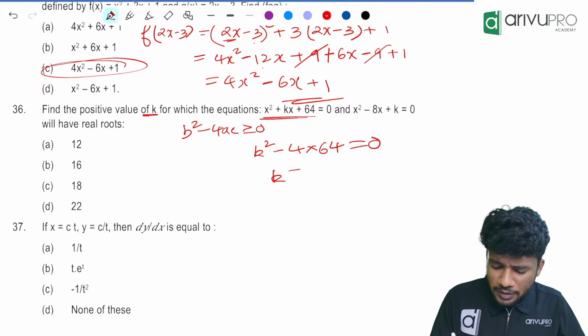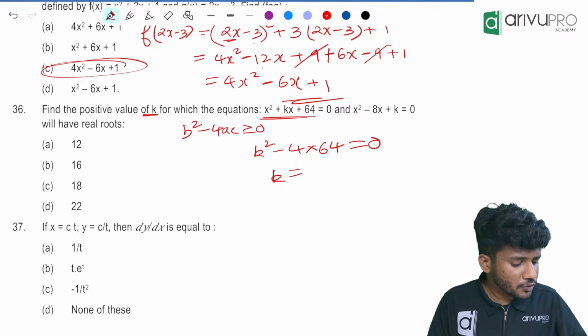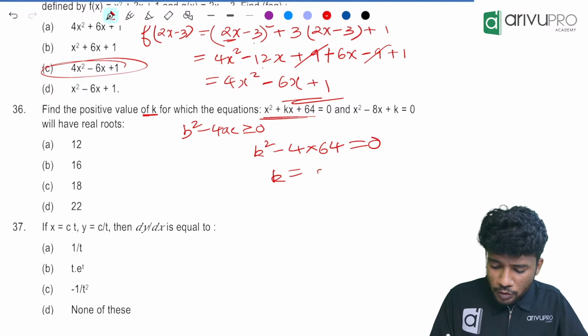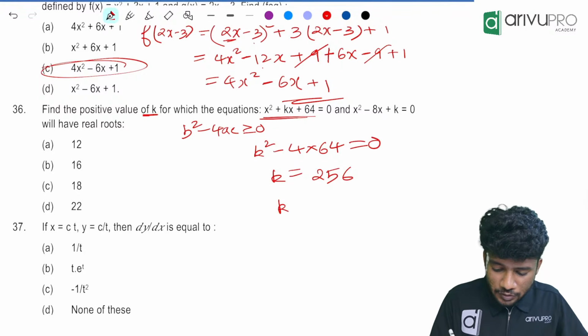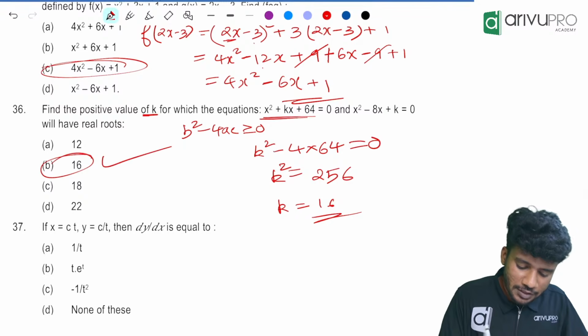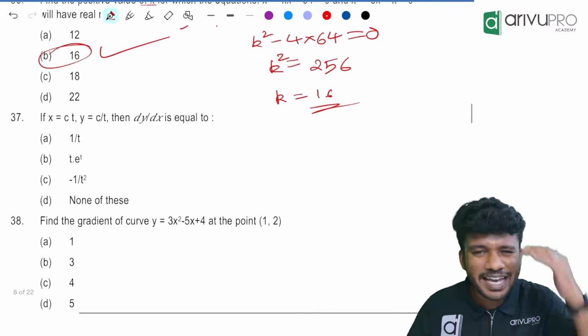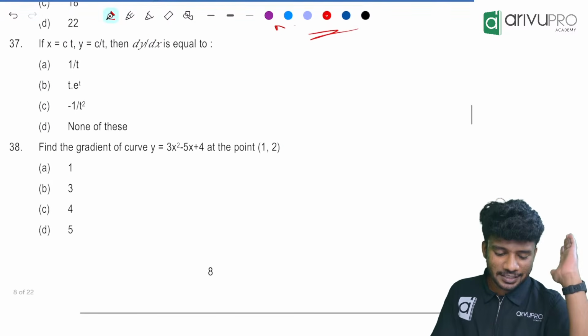From that, k square is equal to how much? 4 into 64, which is equal to 256. Then root of 256 is how much? So k square is equal to this much, which means k is equal to 16. Which option is giving you the answer? Option B is giving you the answer. Direct approach. Very easy answer.